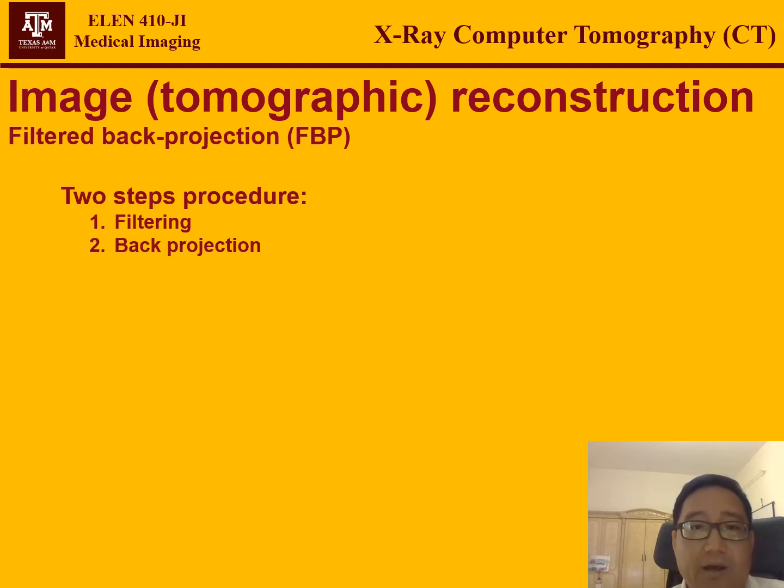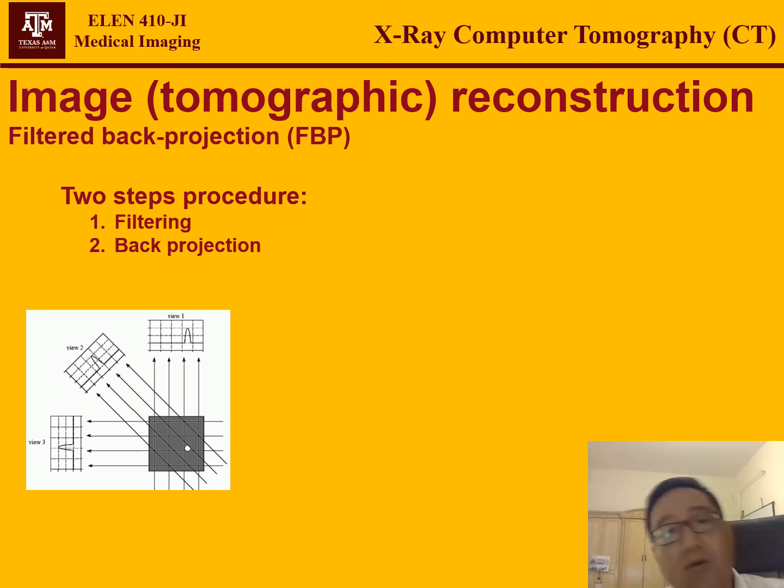So I'm going to skip the Fourier reconstruction and jump into the last method, which we call filtered back projection. Now, what is a back projection? When we take views of this object at different angles, this is called a projection. The shadow you see is a projection. It's a forward projection.